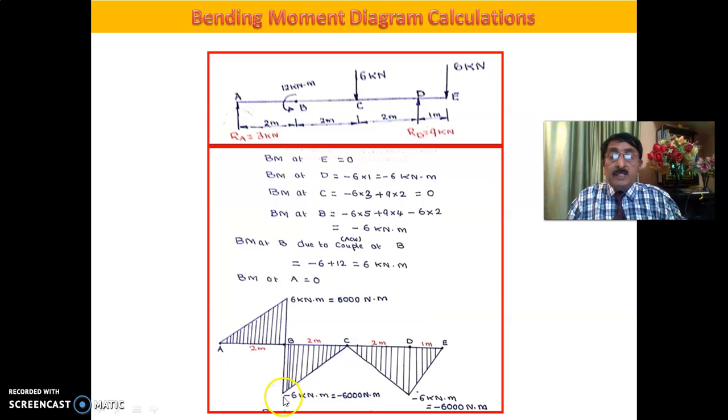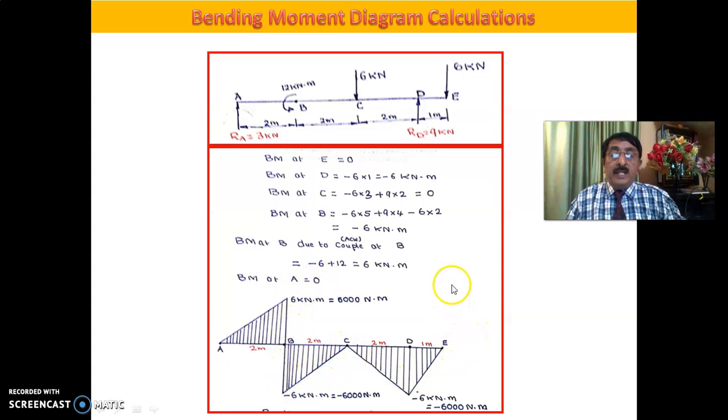Here this point is without the moment or without the couple, but this point is with the couple: 6 kilonewton meter. This is what you got, the bending moment at B with the couple. Due to the couple at B it is 6 kilonewton meter, and bending moment at A is 0. In that way, this is the bending moment diagram.